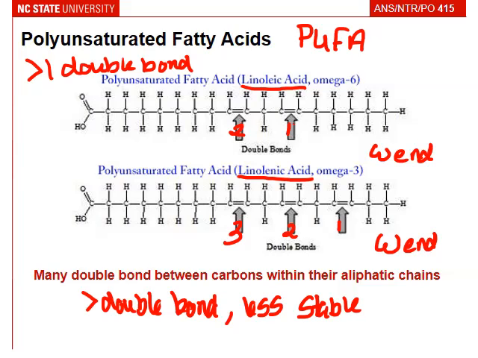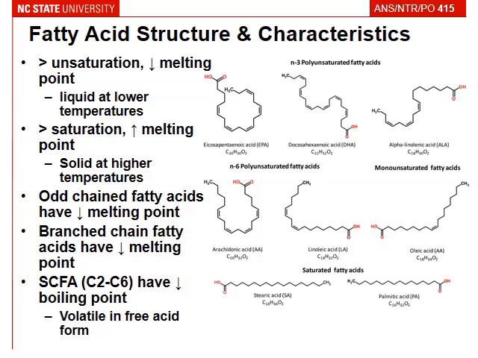So this is why you need antioxidants within your diet, so we can maintain these double bonds. If we have antioxidants, vitamin E, ethoxyquin, etc., they can help keep these double bonds intact so they are less susceptible to oxidation and degradation. All right, so now we're going to talk about how the structure affects the characteristics.